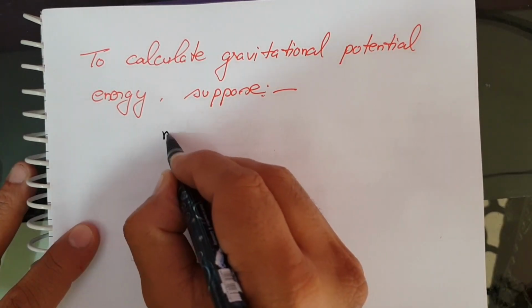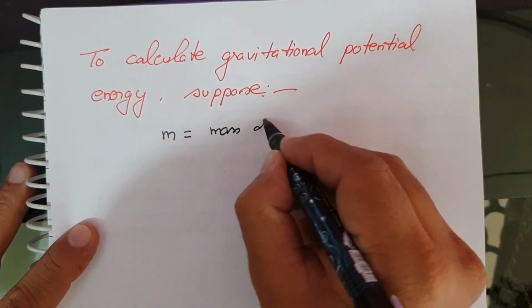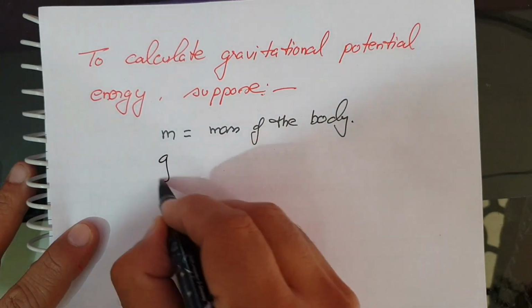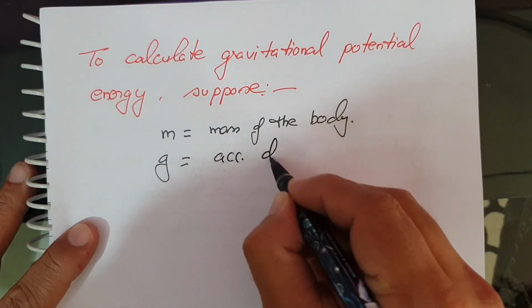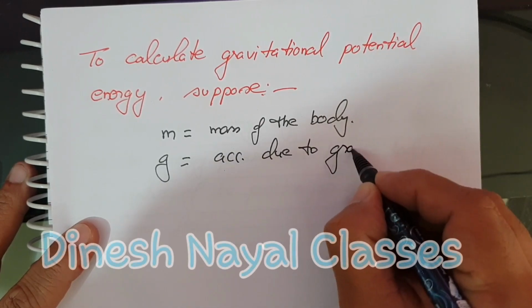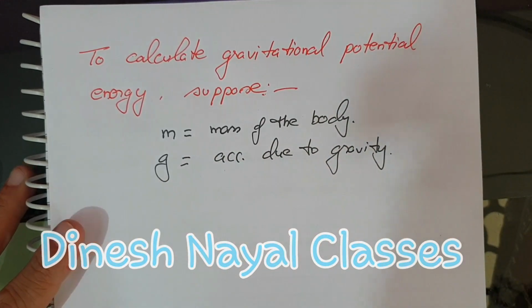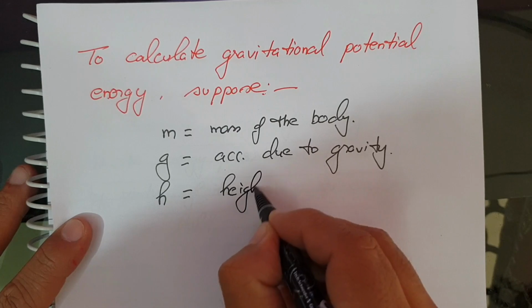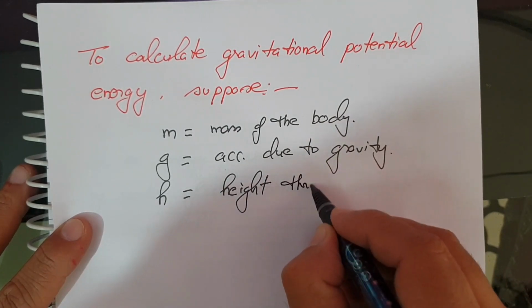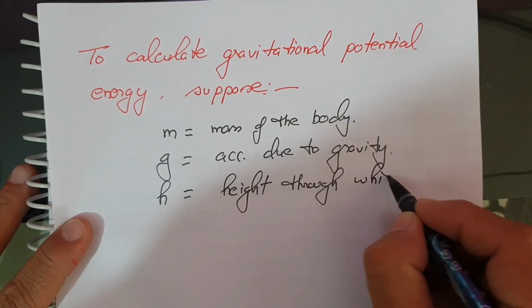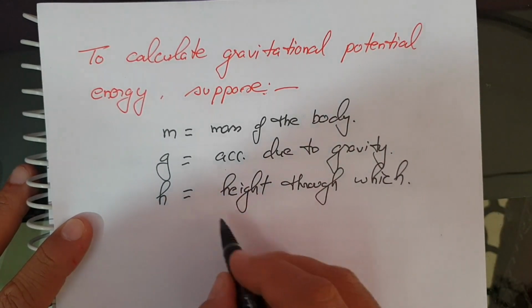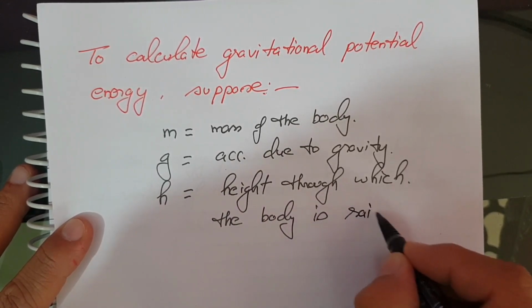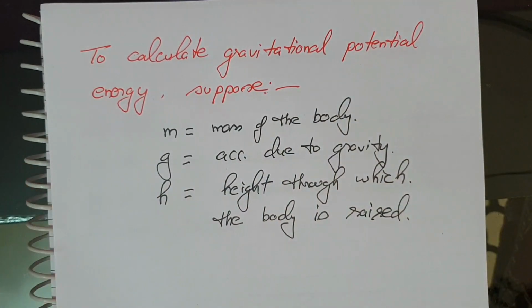m is the mass of the body, small g is the acceleration due to gravity, and h is the height through which the body is raised.